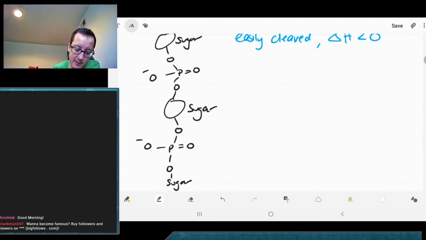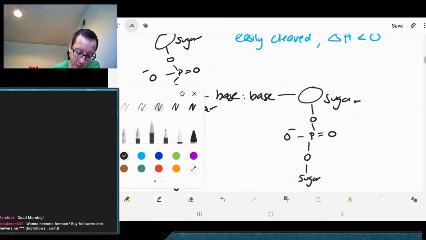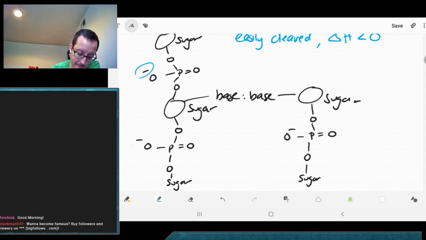And then we have our bases here, on the other side of DNA, where they're hydrogen bonding with each other. And here's our sugar again, and we have our phosphorus, etc. Notice all these negative charges here make our DNA negative.